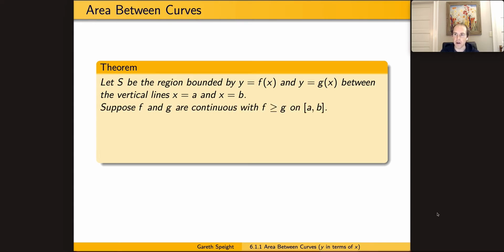So there is a top curve and a bottom curve, and the top curve always stays on top and the bottom curve always stays on the bottom. Then how do we find the area between them? Well, all we have to do is just do the integral of the top curve minus the bottom curve. So we just have to integrate from a to b f of x minus g of x.